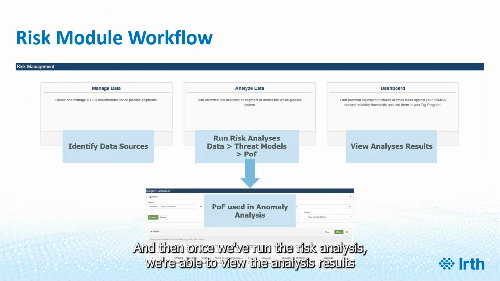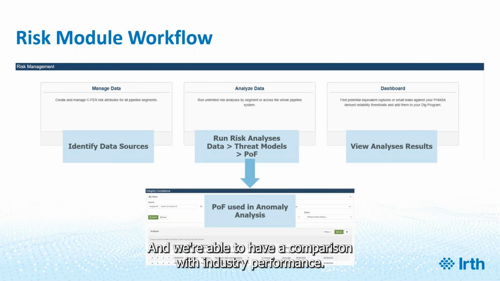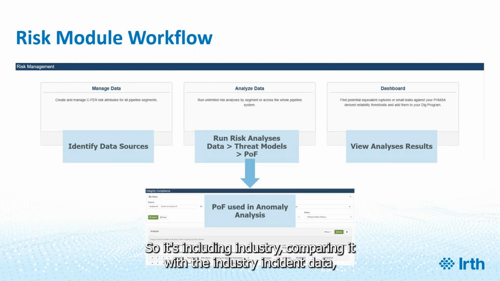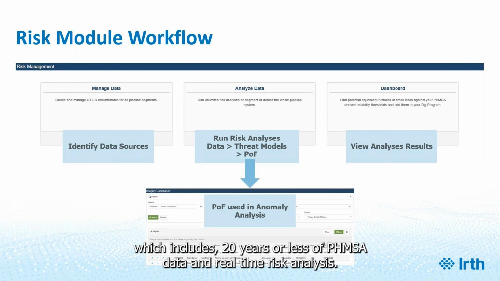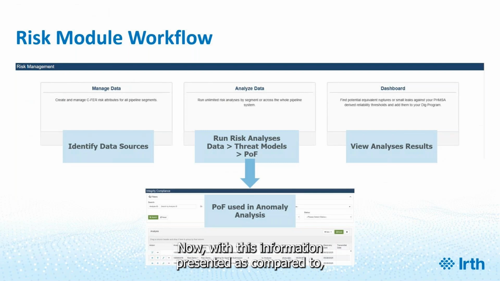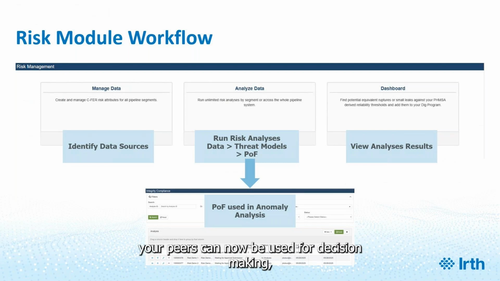And once we've run the risk analysis, we're able to view the analysis results in the dashboard, and we're able to have a comparison with industry performance. So it's comparing with industry incident data, which includes 20 years of PHMSA data. A real-time risk analysis, with this information presented as compared to your peers, can now be used for decision-making, budgeting, and developing action plans to deal with the risk.